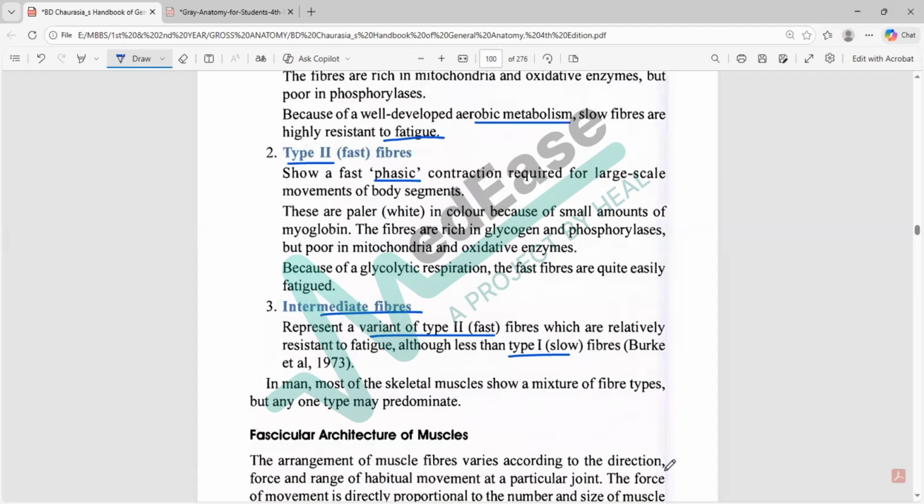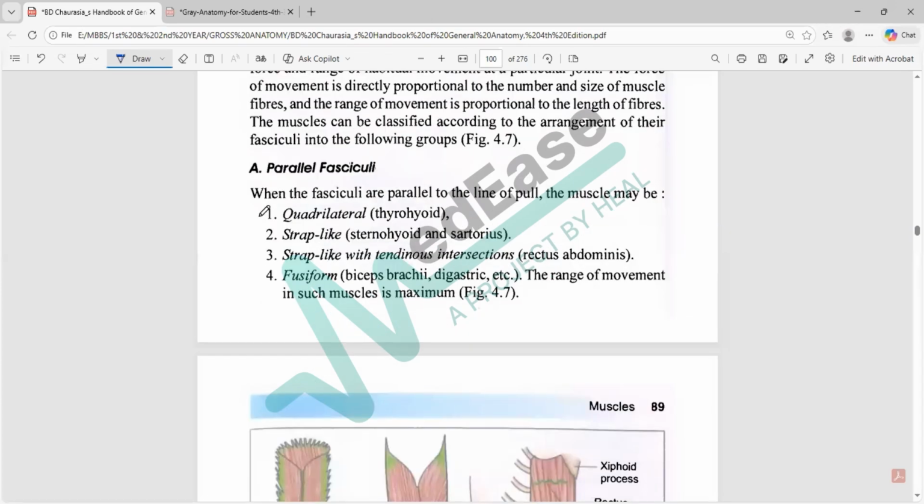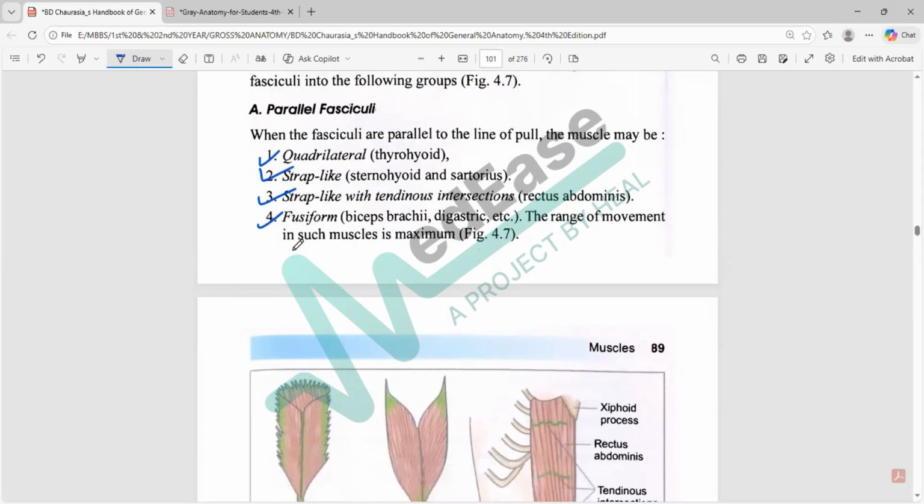Now, when we talk about the fascicle arrangement, we have divided it into four major types: the quadrilateral, the strap like, the strap like with tendinous endings, and the fusiform. When we talk about the quadrilateral fasciculus, we need to remember it is commonly present in the thyrohyoid. Strap like is seen in the sternohyoid or sartorius, whereas strap like with the tendinous insertion is present in the rectus abdominis mainly. When we talk about the fusiform, we have the biceps brachii or the digastric, which will have the two main bellies appearing as fusiform like structures.